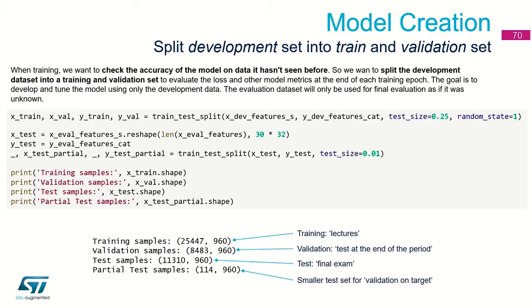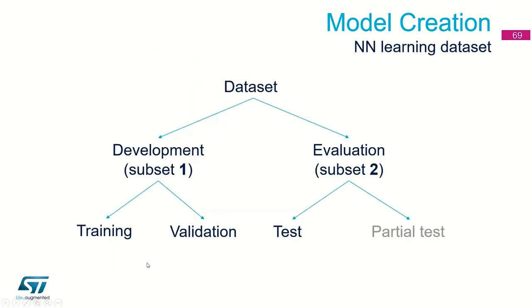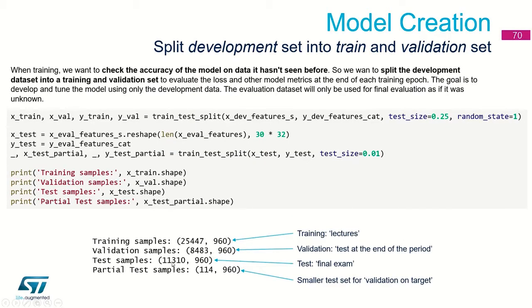Okay, that was a general explanation, and this slide shows the Python code which splits the data set into development and test and validation and partial test data sets. For the development data set, we have 25K pictures. For the validation, just to remind you, the validation means the end of the school period exam, this is about 80K pictures. The final school exam, the evaluation data set of the neural network, consists of 11K pictures. And the partial test sample consists of 114 pictures, because we will use USB as a communication channel.